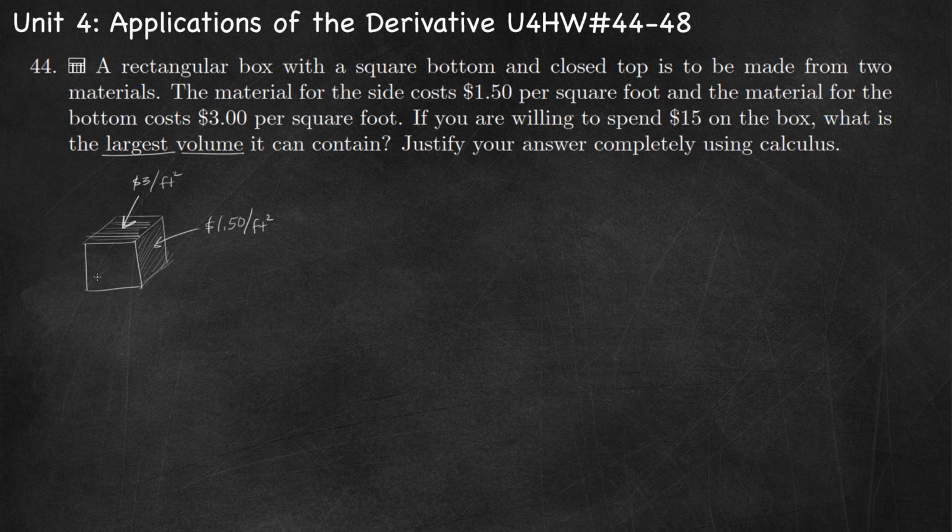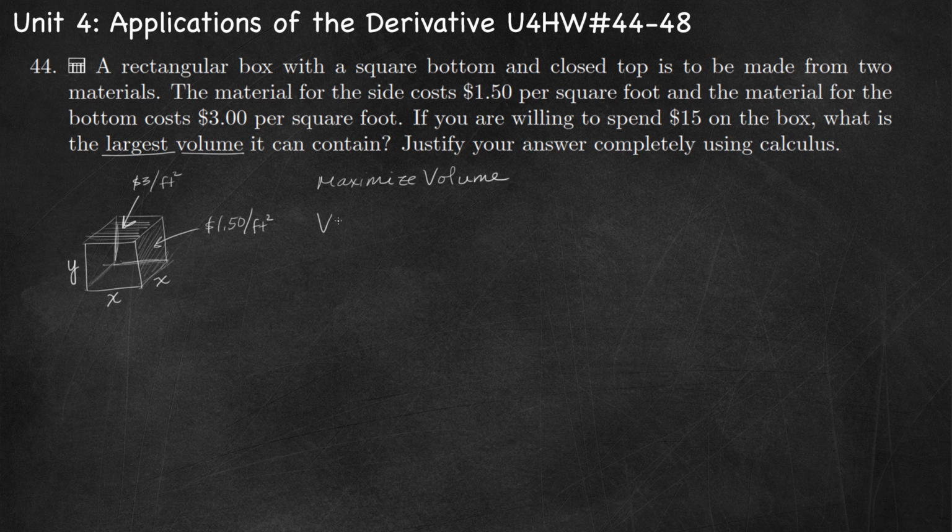The bottom of the box is square. So if we call this side x, then this side also has length x. But the height of the box could be anything, it doesn't have to be x. So we've got two variables here, x and y. We're trying to maximize the volume. That means we need to write a volume equation and then find the absolute maximum of that equation.